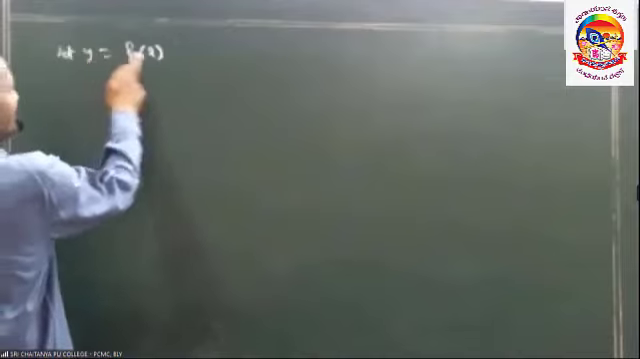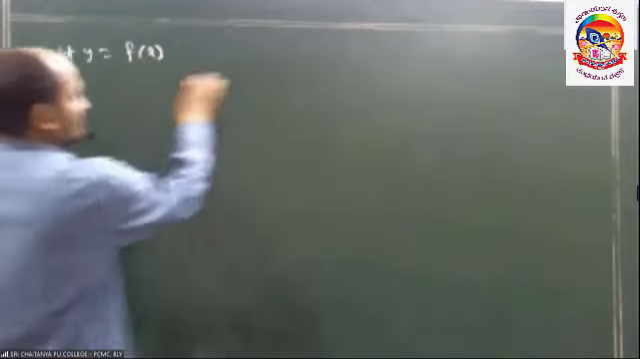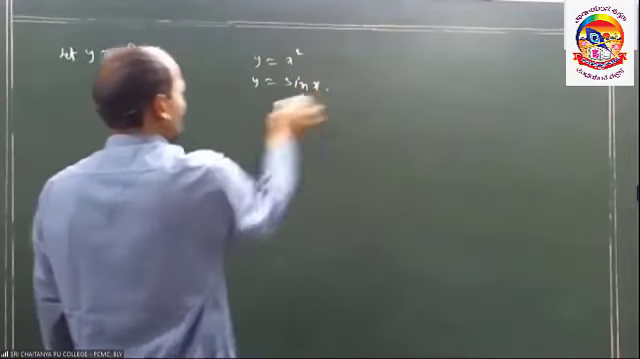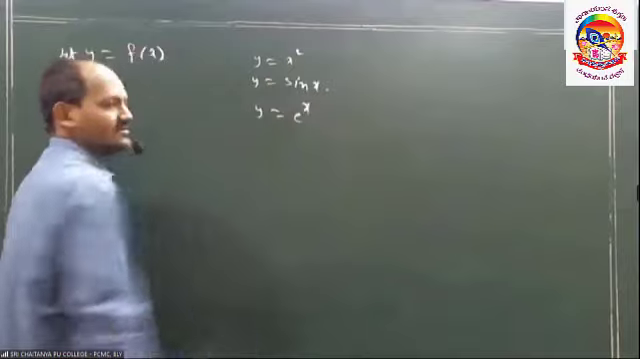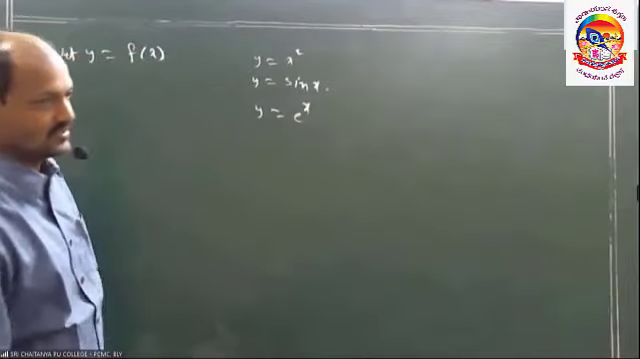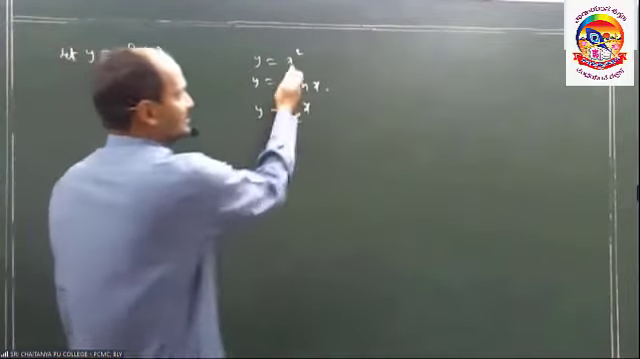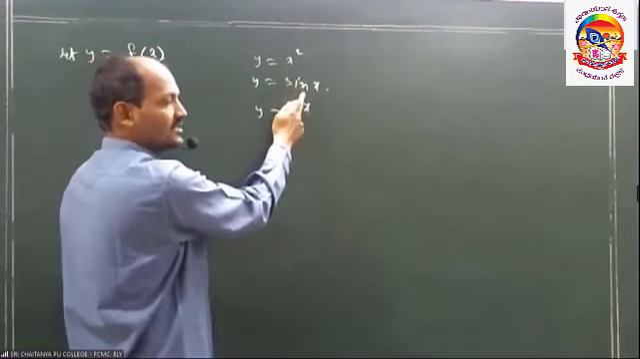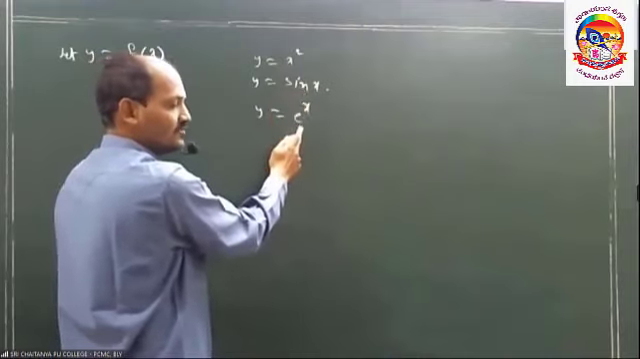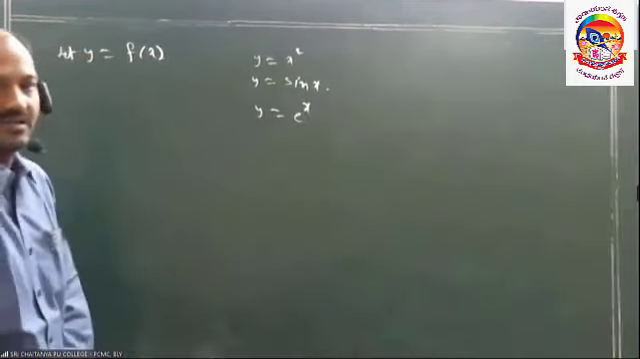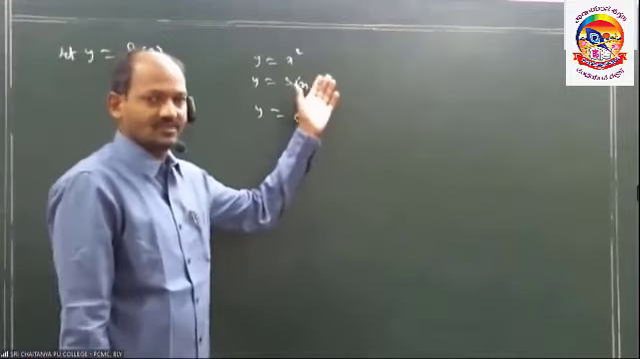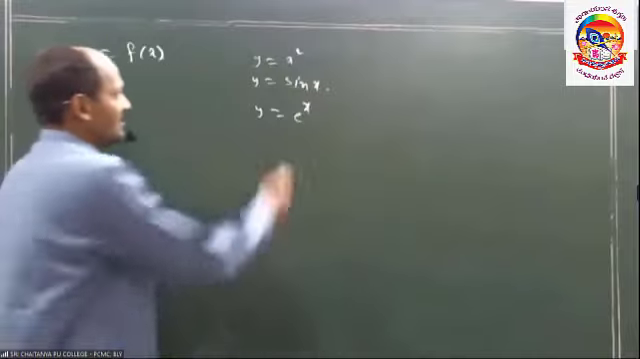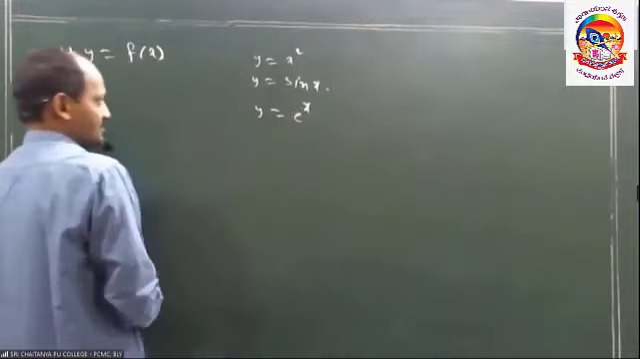Here y depends on x. It is a function. For example, y equal to x square, or y equal to sin x, or y equal to e power x, and so on. All are functions. Continuous functions on their domains. So x square is a polynomial, continuous. Sin x is a trigonometric function, continuous on its domain. Exponential function is also continuous on its domain. Logarithmic function is also continuous on its domain. So all are continuous functions on their domains.